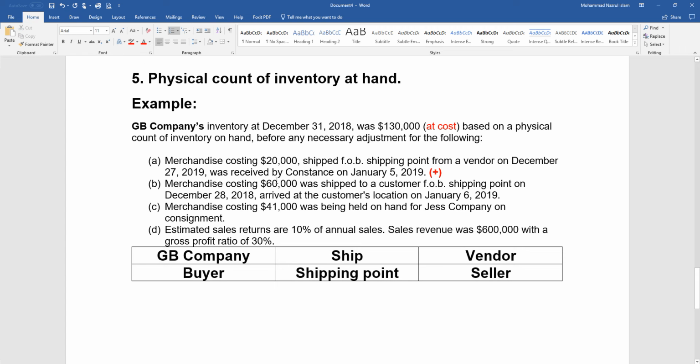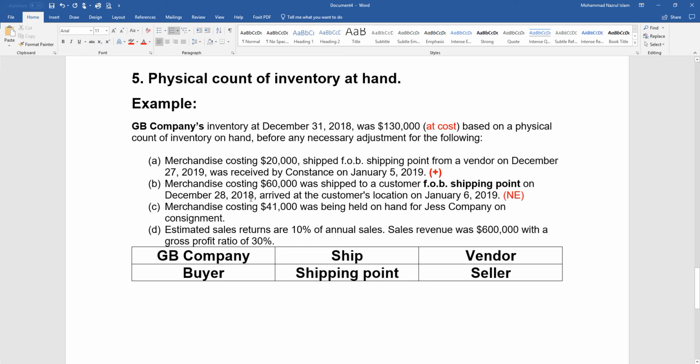Number B, merchandise costing 60,000 was shipped to a customer free on board shipping point on December 28, arrived at the customer's location on January 6, 2019. So this amount has already been subtracted from GB company's accounts, and it should be, because since it is free on board shipping point, the ownership has been transferred on December 28. So we are writing no entry. We don't need to add or subtract.